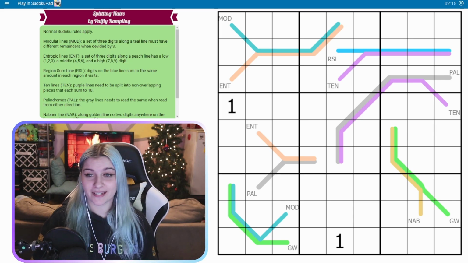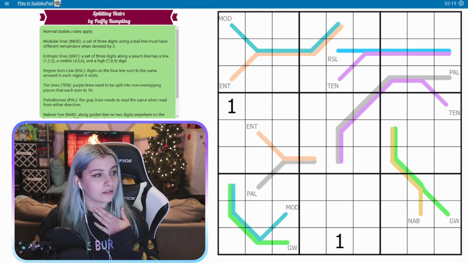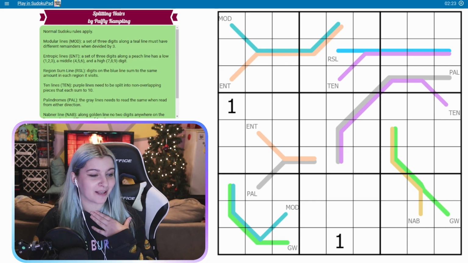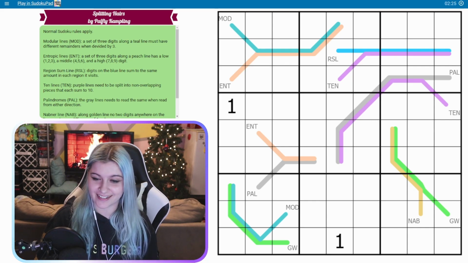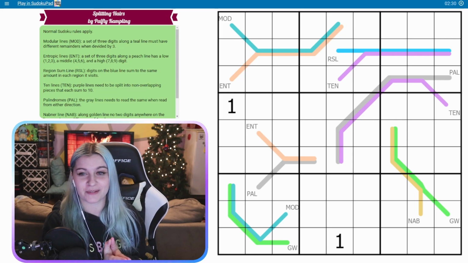Today we have Splitting Hairs by Palfly Kampling. Normal Sudoku rules apply. Oh, I just realized I'm posting this on Palfly's birthday. Happy birthday, Palfly. Oh, that's perfect. Happy birthday. Normal Sudoku rules apply.